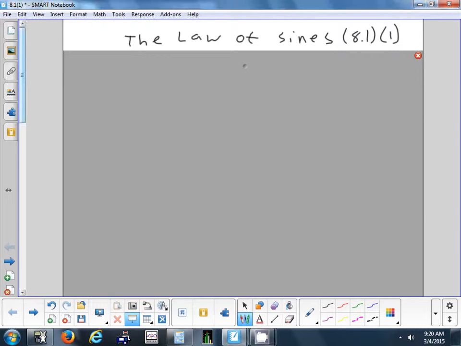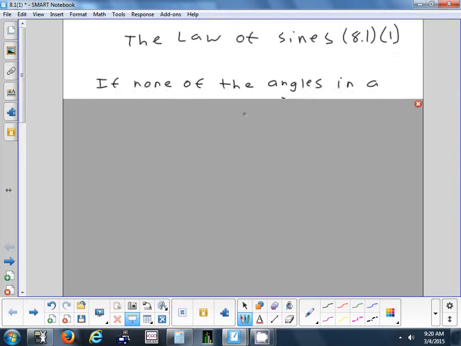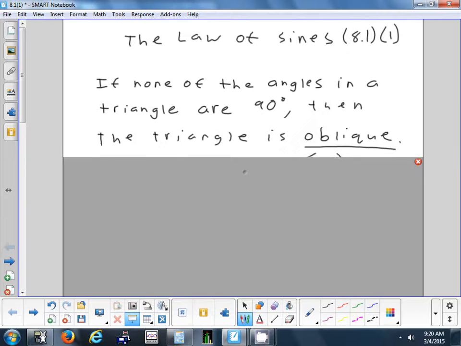So let's take a look at section 8.1, law of sines. The law of sines is going to be used to solve triangles. Now, we've already solved triangles before. We've already had a lesson where we did SOHCAHTOA: opposite over hypotenuse, adjacent over hypotenuse, opposite over adjacent. And we've used the Pythagorean theorem to find lengths of sides, and we also found measures of angles.